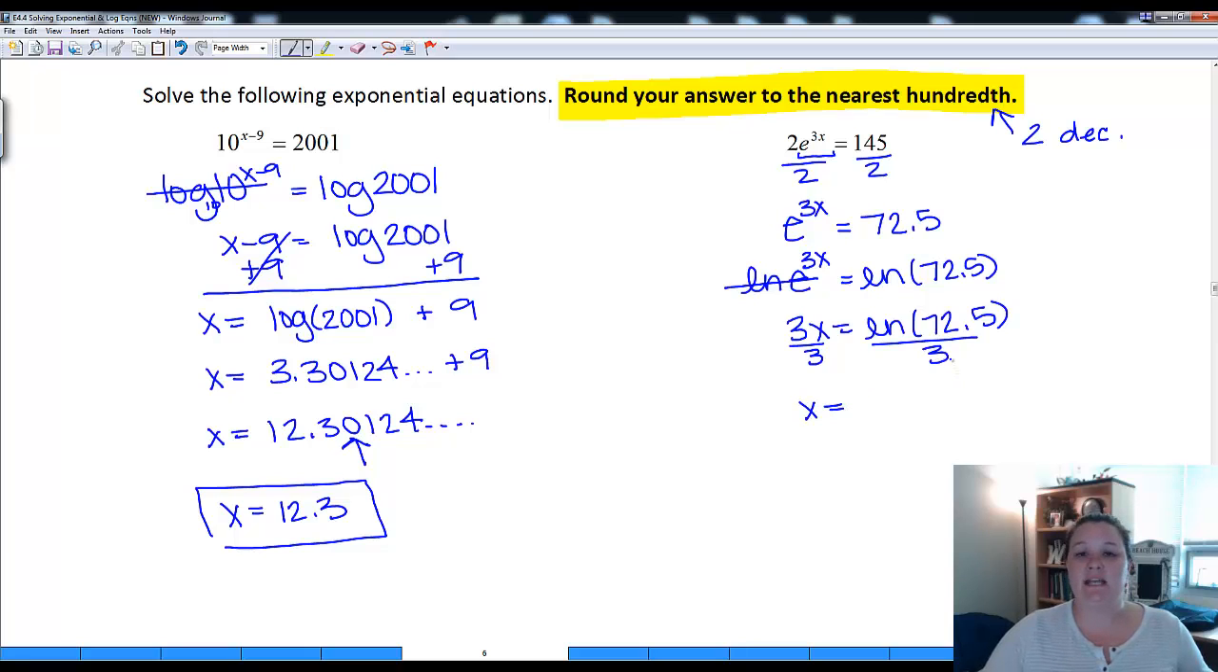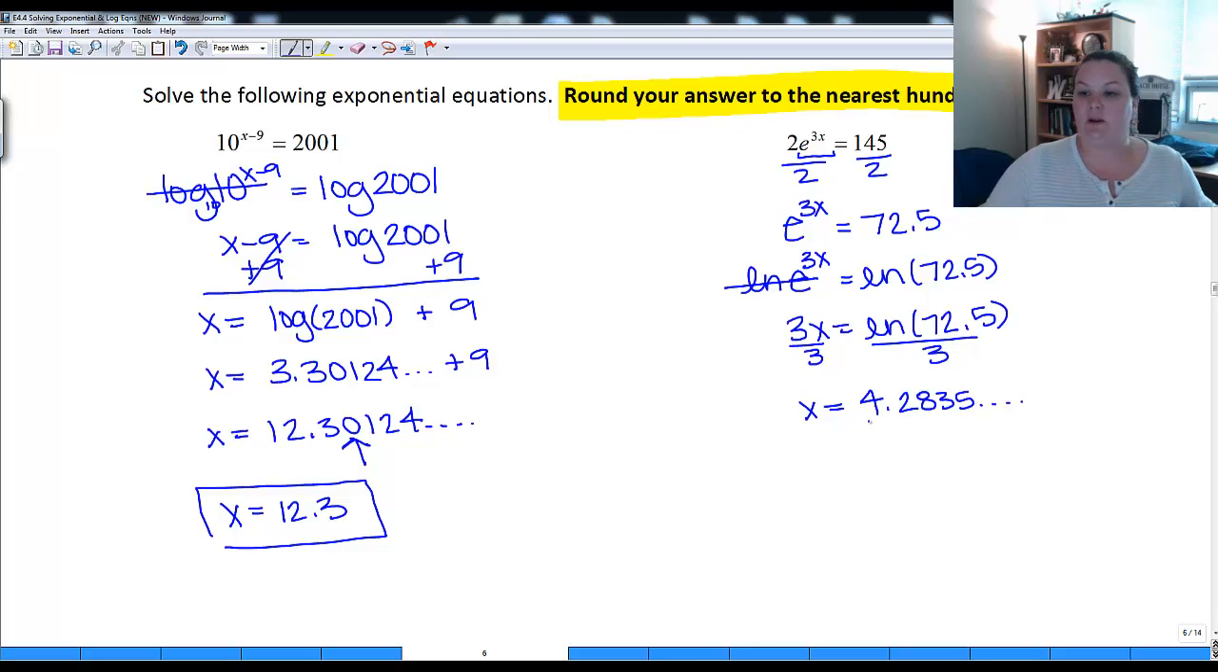Now another big mistake, people will try to do 72.5 divided by 3 and then take the ln. Don't do that. The ln and the 72.5 are stuck together like glue. So do that as one piece and then divide by 3. When I plug in ln of 72.5, that gives me 4.2835 and some more stuff. And then when I divide it by 3, I end up with 1.4278 and some more stuff.